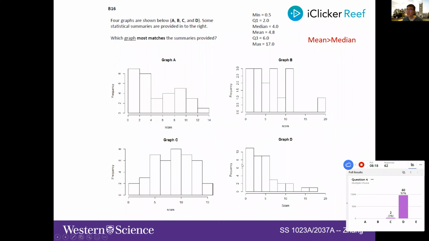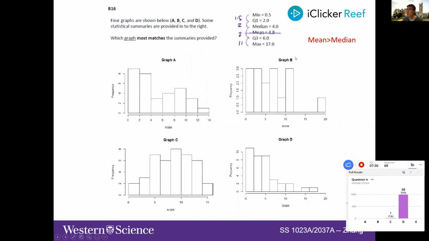Since our tail is on the right, graph C is out, right? And also based on the distance between each two numbers, we can see that the first region is the smallest, which means we should believe the first region is the tallest, and the second and third regions are pretty much the same, and the last region should be quite flat. So we should expect that from 6 to 17, it should be really flat.